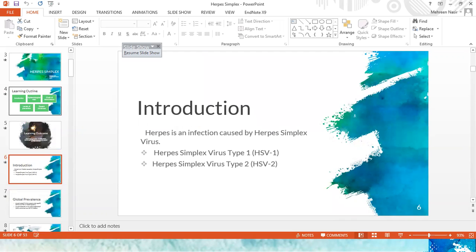Introduction. Herpes is an infection caused by herpes simplex virus. It is further subtyped into two types. Herpes simplex virus type 1, which is also known as human herpes virus type 1, and herpes simplex virus type 2, also known as human herpes virus type 2.